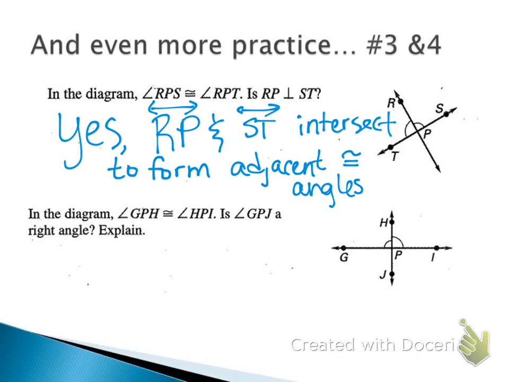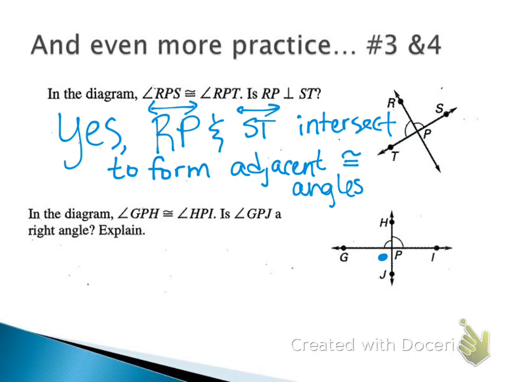All right, number 4 is a similar situation, but it takes it a step further. In the diagram, we again have congruent angles, but we are asked if angle GPJ, so this angle down here, is a right angle. Yes. Why? We can't use that as a mathematical reason.